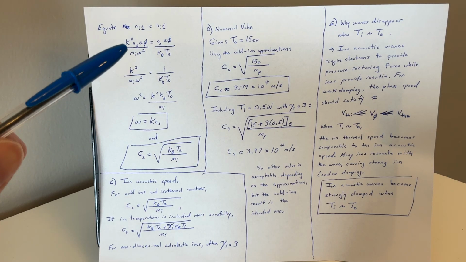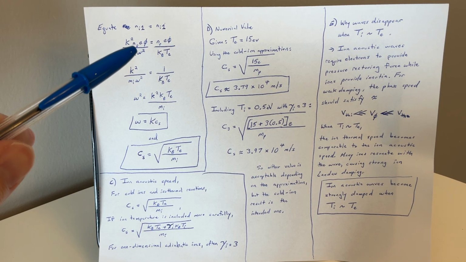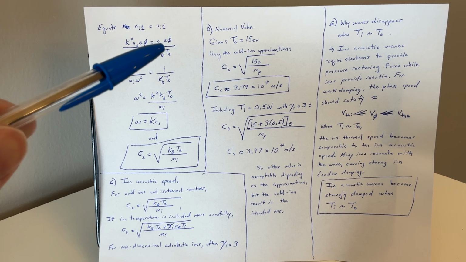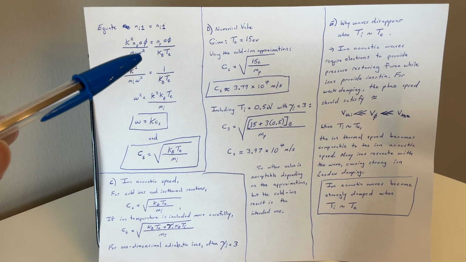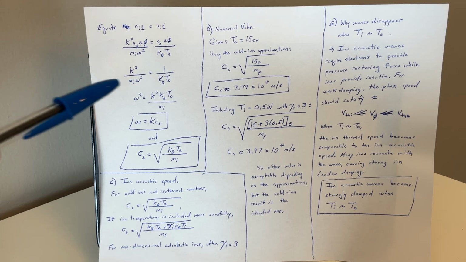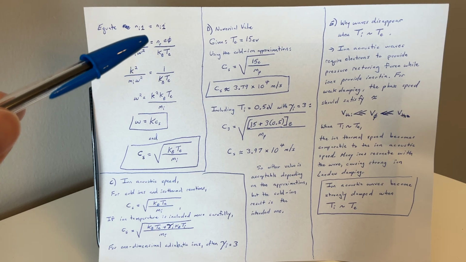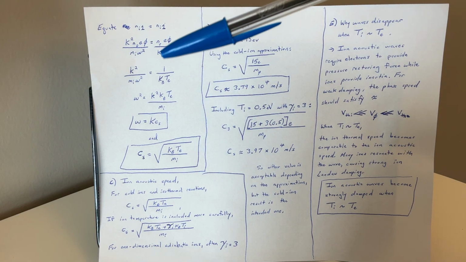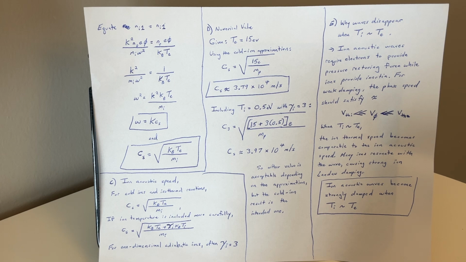So this is going to be k squared n_0 e phi over m_i omega squared, the left-hand side, equals, on the right-hand side, n_0 e phi over k_B T_e. Simplifying, we get k squared over m_i omega squared equals 1 over k_B T_e. So omega squared is k squared k_B T_e over m_i.